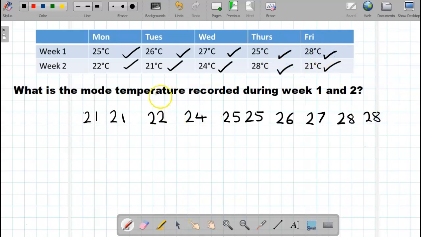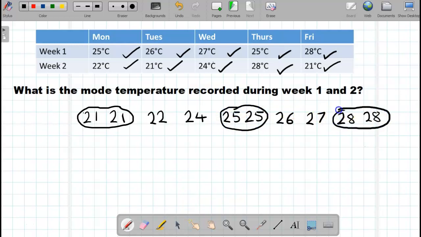Okay, so what can I see? I can see a group of 2. Another group of 2. And another group of 2. So I've been a bit mean today. This is actually trimodal. Your modes are 21, 25, and 28. That was a bit of a mean one. What I could have done is just put another 28 in, and that would have put this to 3, and then we would have had a mode of 28.